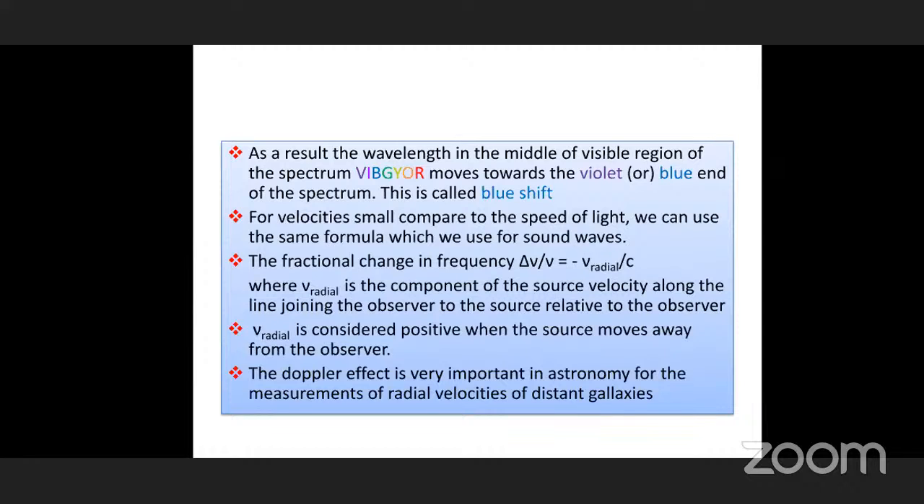Delta nu by nu, where nu means the actual yellow color, is the relative, fractional change in the frequency, and it is taken as minus V radial by C, where V radial is the component of the star's velocity. If the star moves towards you, you consider it negative, and if it moves away from the observer, you take positive.